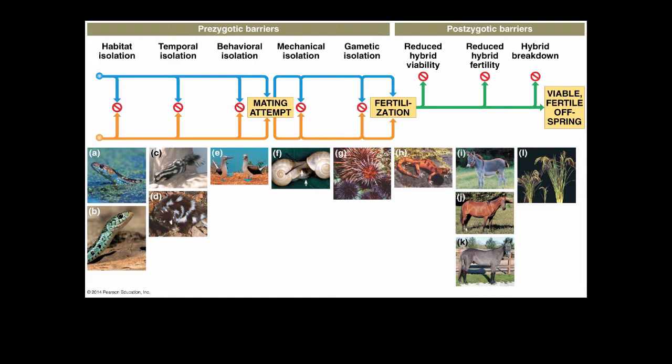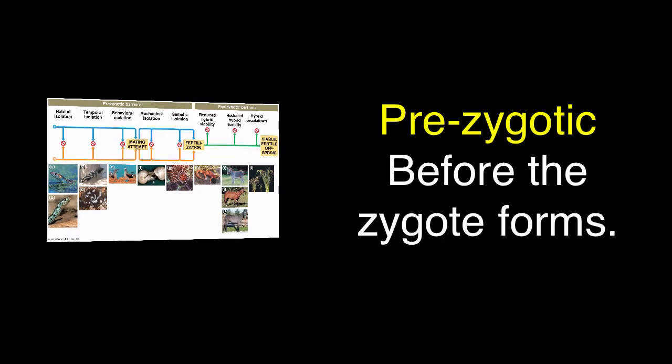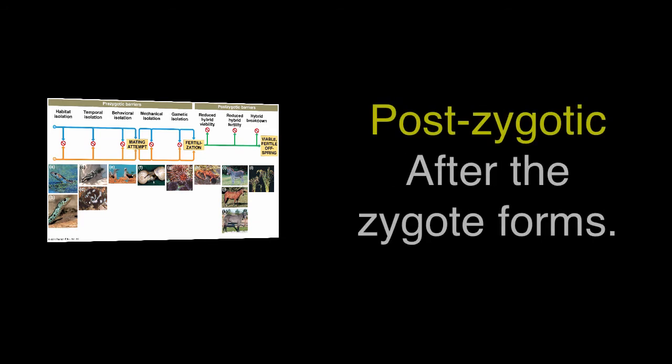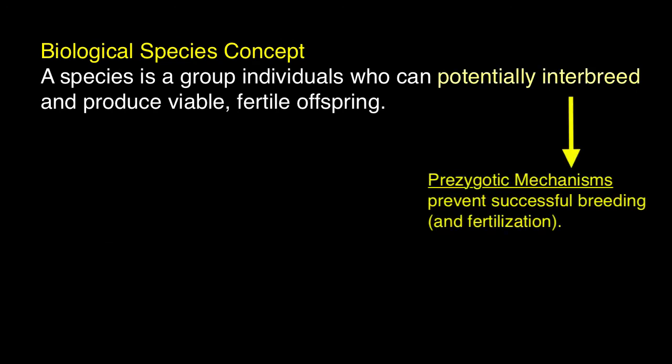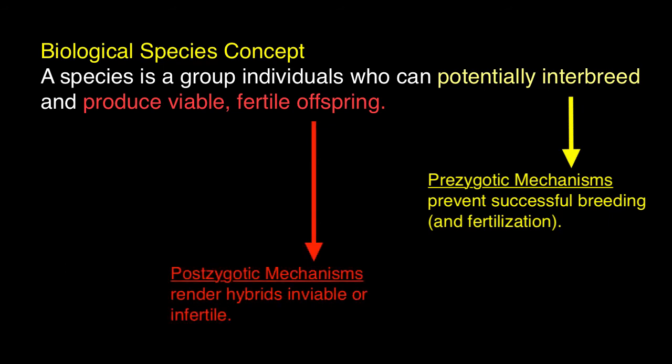And even if that fails, even if fertilization occurs, there are also post-zygotic barriers. So let's look at these words real quick. Pre-zygotic means before the zygote. Okay, the zygote is the result of fertilization. Post-zygotic means after the zygote. Okay, so remember the definition of the biological species concept. It's a group of organisms that can potentially interbreed. Okay, so breeding is part of it, but it goes further than that. They have to produce viable, fertile offspring to be considered members of the same species.